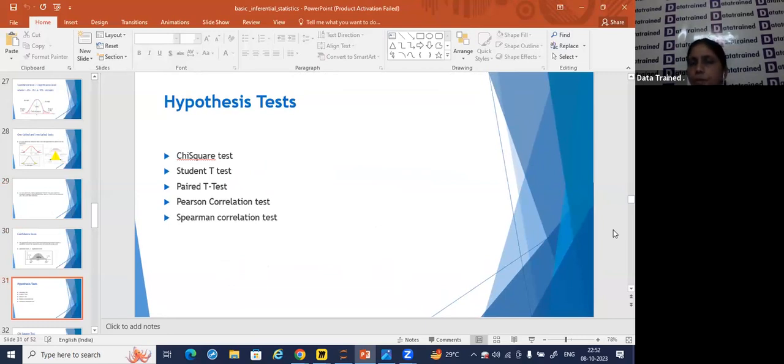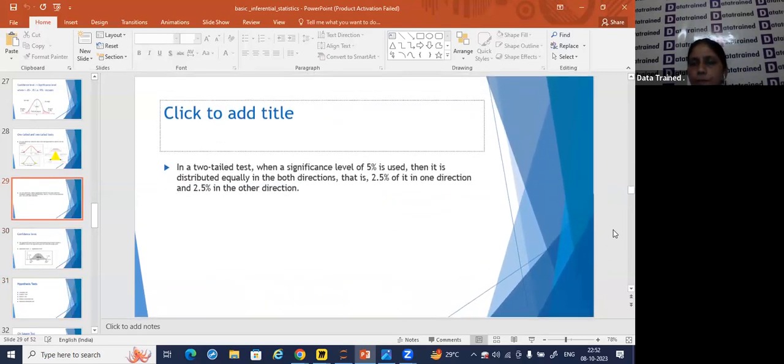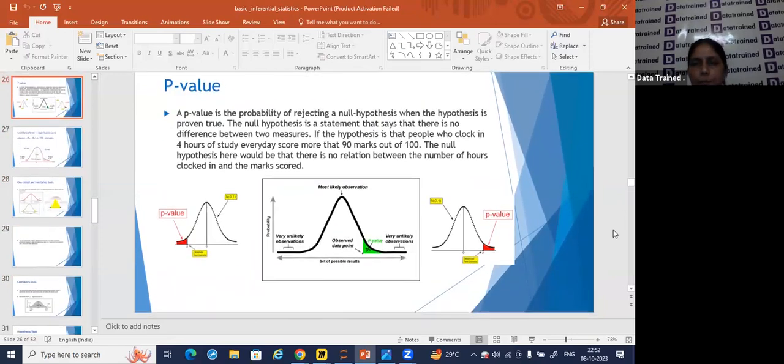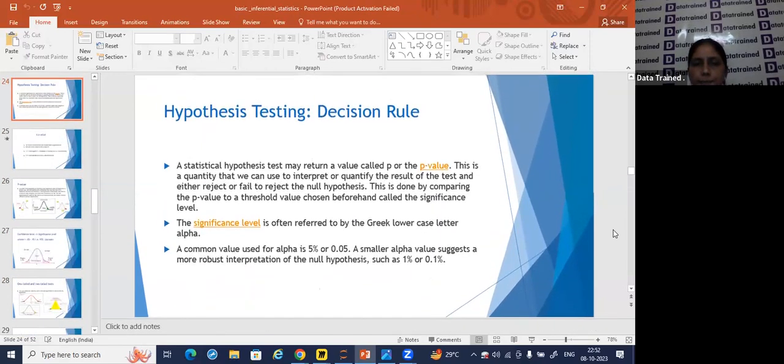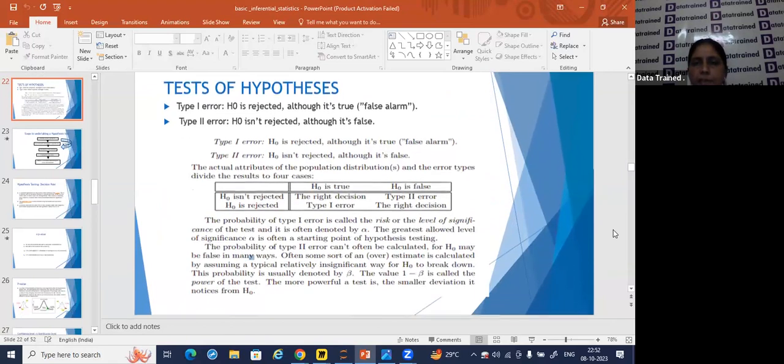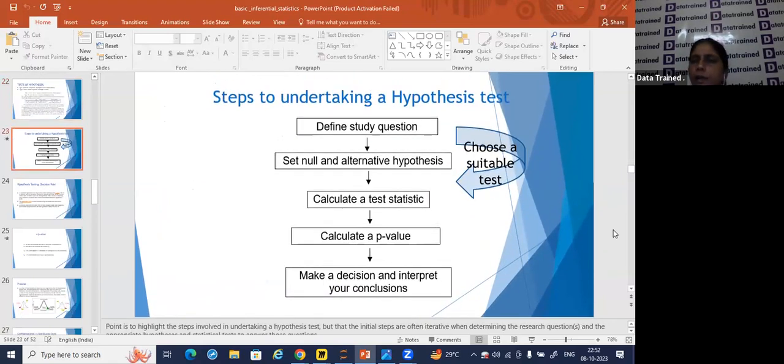Now, this is the p-value. Now, let's understand how we do the hypothesis test. Here, we need to define the study question. We need to find out the null and alternative hypothesis, and then we need to choose a suitable test. Then we need to calculate the test statistic. We need to calculate a p-value, and with the help of the p-value, we need to make decisions and interpret conclusions as well.